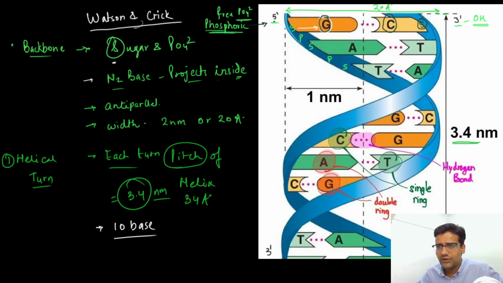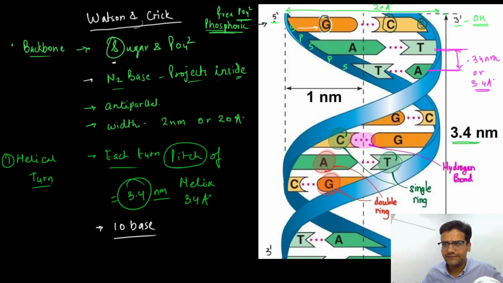That means you can say that between two base pairs, there is a distance of 0.34 nanometer or 3.4 angstrom.